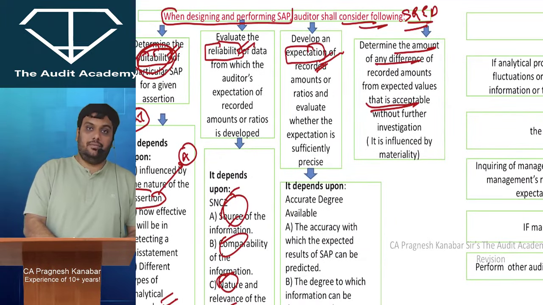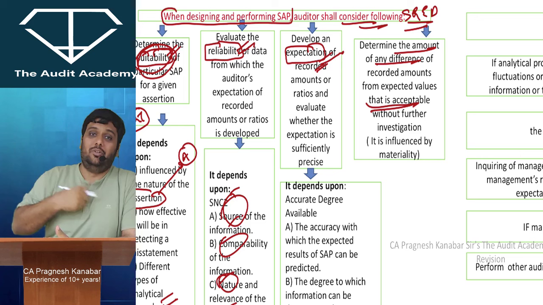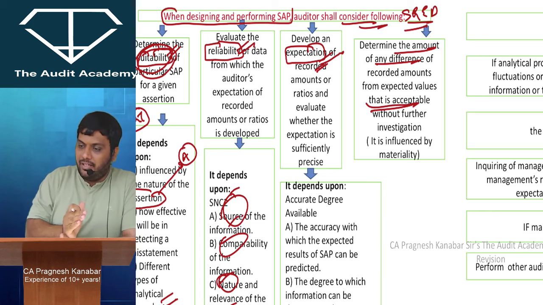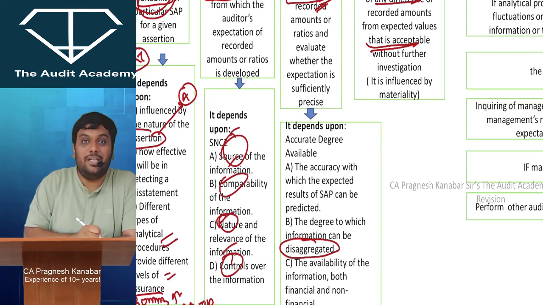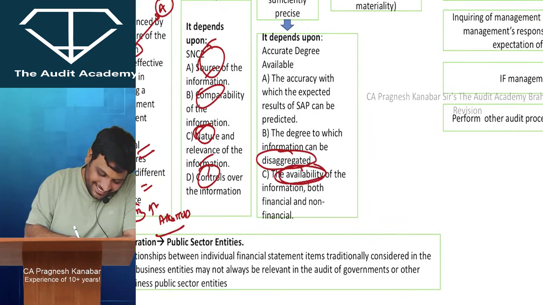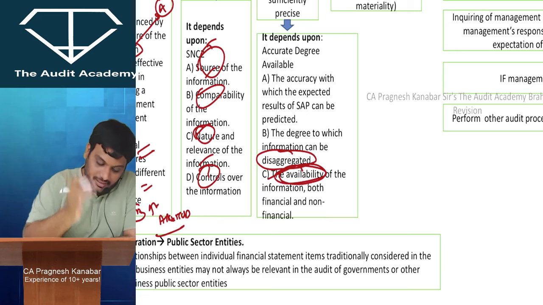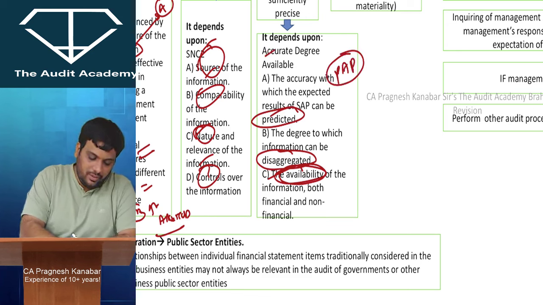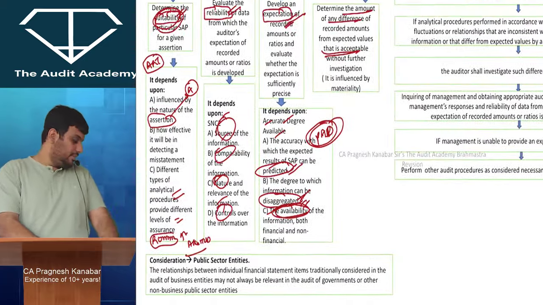Then expectation. You can develop a reasonable expectation only if you have more breakups. Because more breakups will teach you how to be reasonable. No, I'm not talking about love life, I'm talking about actual data. If you have more breakups in the data, like purchase, related party, unrelated party, domestic, import, cash, credit, the more breakups you have, the more reasonable your expectation will be. But to develop an expectation, the data needs to be available also. And you can develop expectation where the item is predictable. Predictability like gross profit, sales, purchase, payroll, these are predictable items. So PAD: P for predictability, A for availability, and D for disaggregation. All right, these things will help you in developing reasonable expectations.